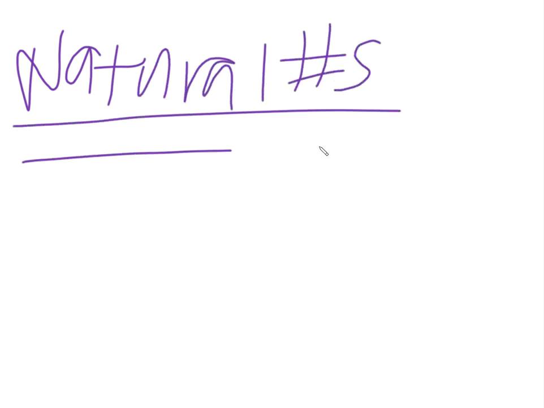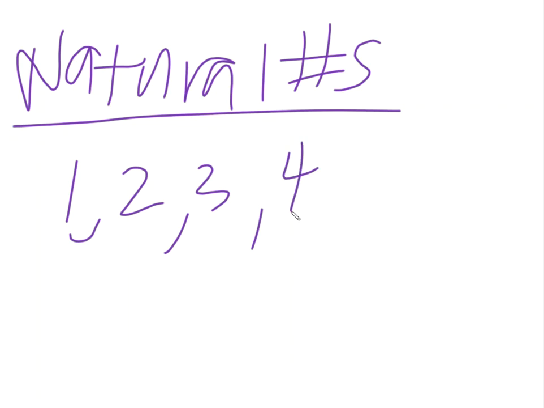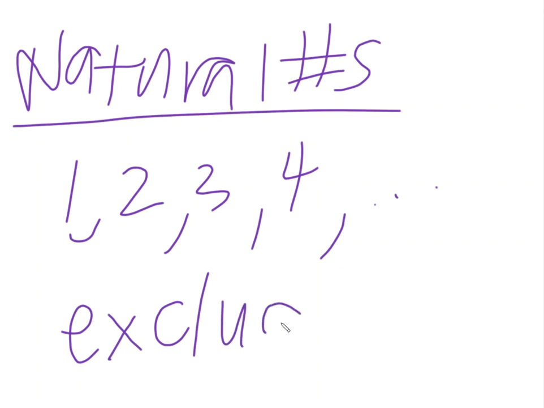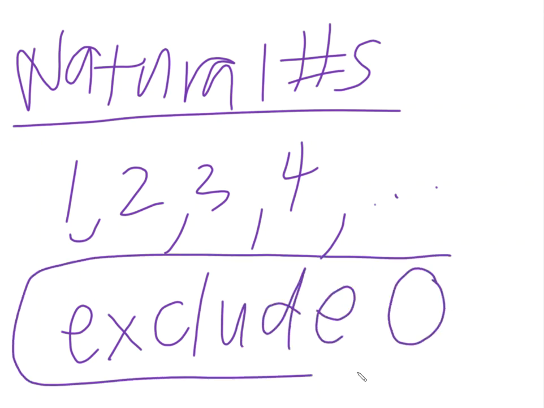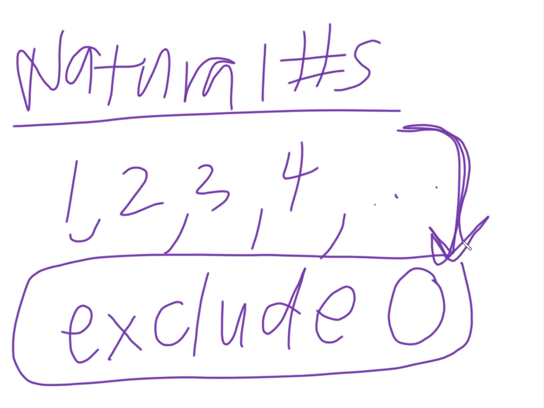Okay, natural numbers are numbers like 1, 2, 3, 4, and so on and so forth, except they exclude 0. So, unlike the whole numbers and integers, which included 0, natural numbers exclude 0, which is really important when you're classifying these numbers. But everything else is about the same.